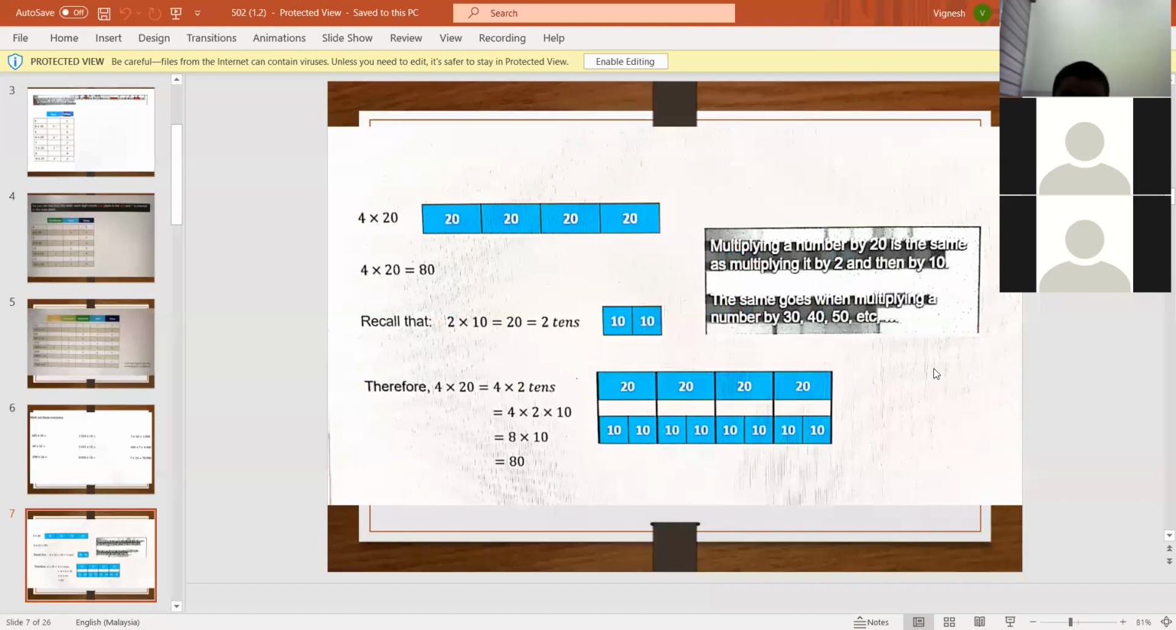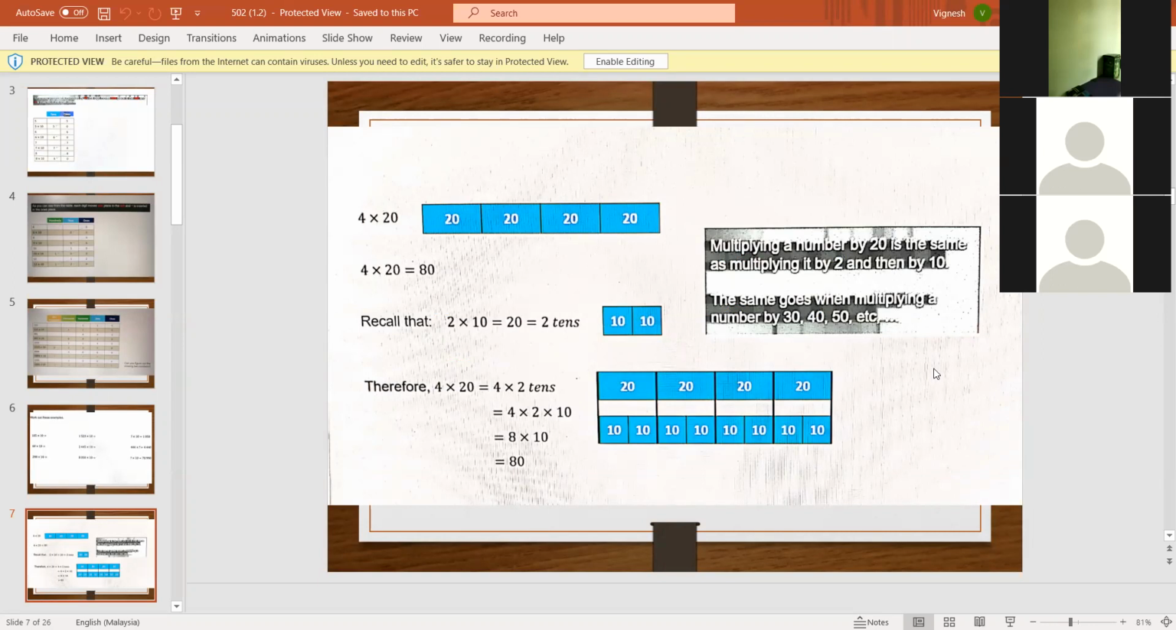So this one, 4 times 20. How many 20 should be there? 4 times 20 is equal to 80. Recall what we learned just now. When we multiply 2 with 10, that means 20 is equal to 2 tens. So the same goes here. 4 times 20 is 4 times 2 tens. To take out the numbers from the 2 tens, that means 2 times 10.